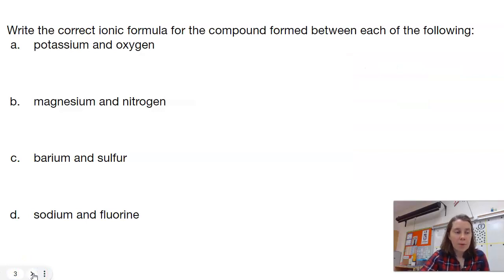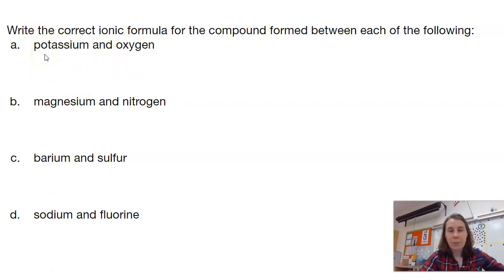All right, so now let's talk about how we write the formula. So in order to have a compound, we need to have a balance of charges. So the first thing we're going to have to do is figure out what charge each of the atoms in the compound is going to have.